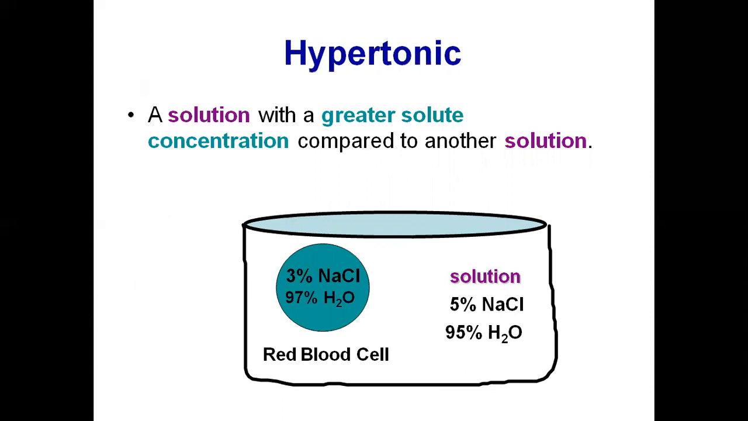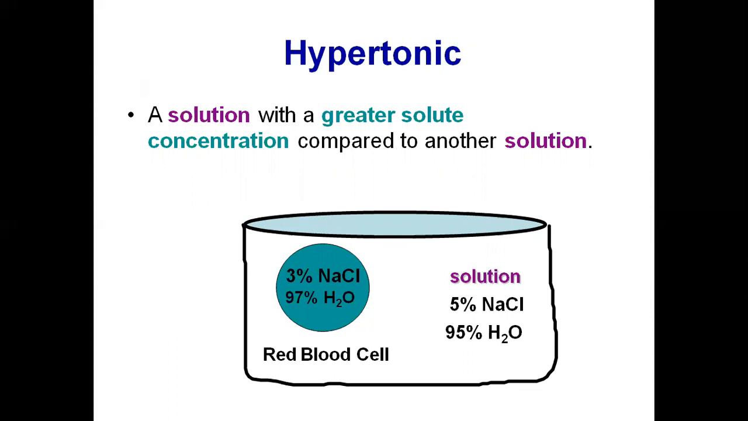So we can see it is a red blood cell which has 3% NaCl and 97% water. The solution is 5% NaCl and 95% water. So the hypertonic solution has a greater solute concentration compared to the other solution.